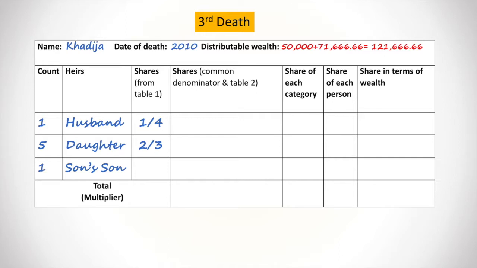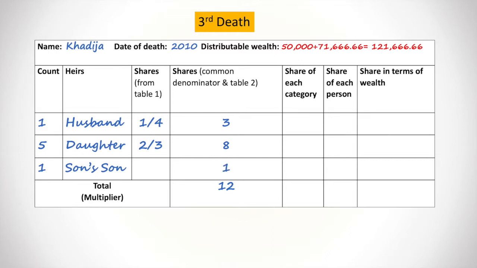The LCM of 4 and 3 is 12. 1/4 will become 3/12, and 2/3 will become 8/12. Now we go to table 2 to see who gets the 1 extra share which is left behind, and in this case we find son, and we give that 1 share to son.